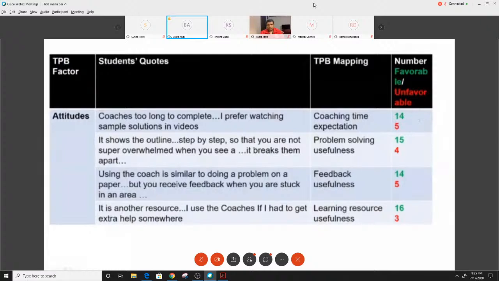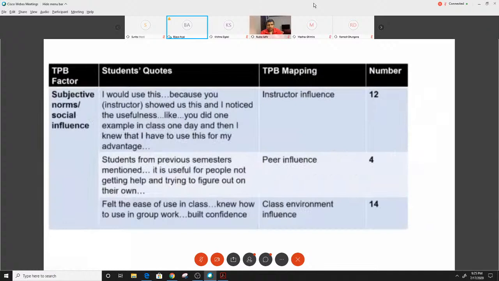Expert means green, 5 means novice. What kind of attitude did they have? So I mapped that way. And likewise, there is instructor influence, peer influence, and classroom environment. That also impacted their use.